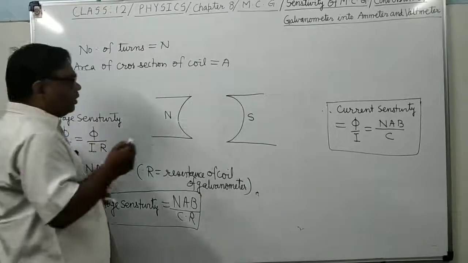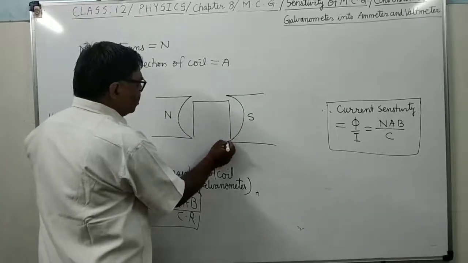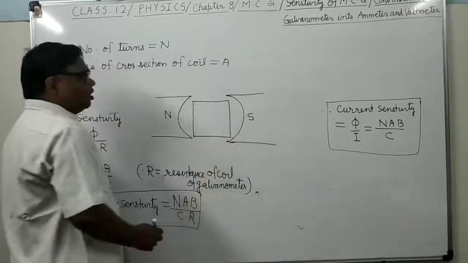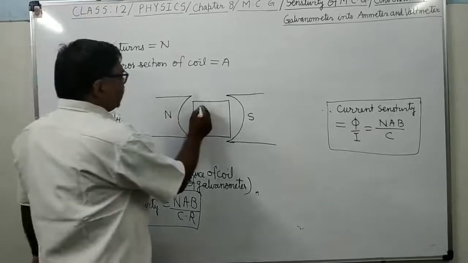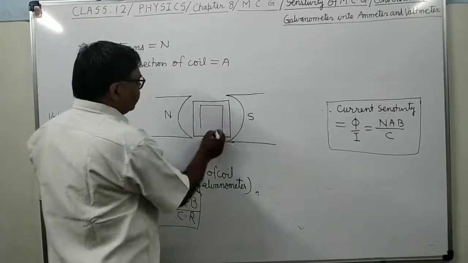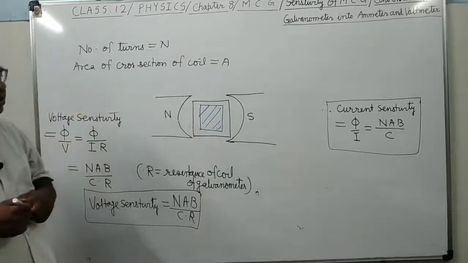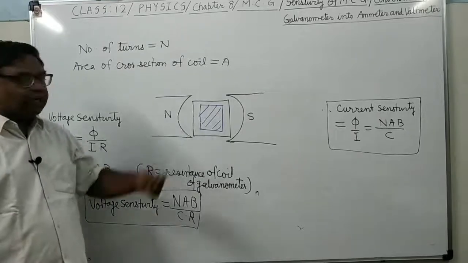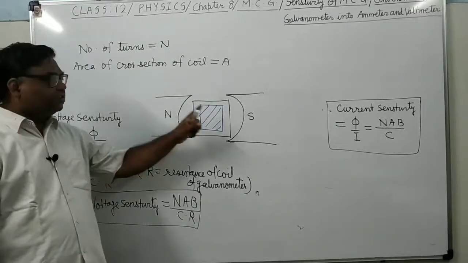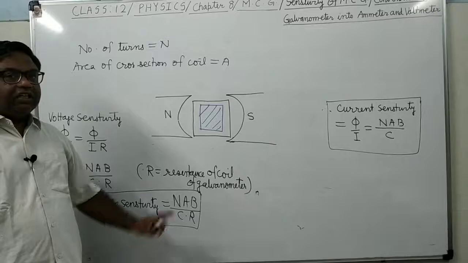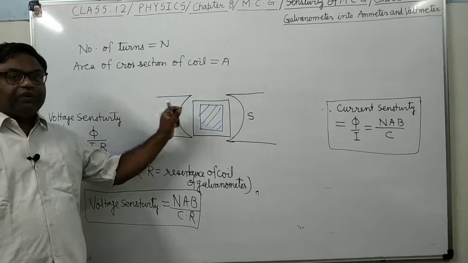Secondly, we can increase B by one more way. Suppose this is the coil. Inside the coil we will place a laminated soft iron core. When you place the laminated soft iron core, what will happen? Because of this external magnetic field, the soft iron core will magnetize very hugely.